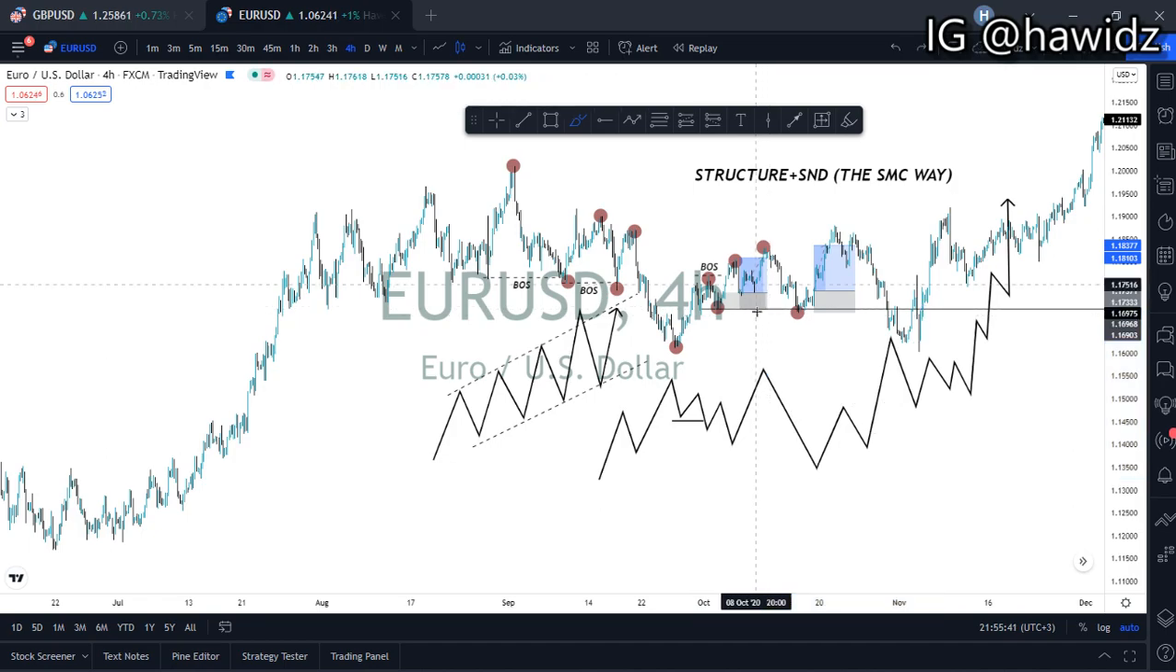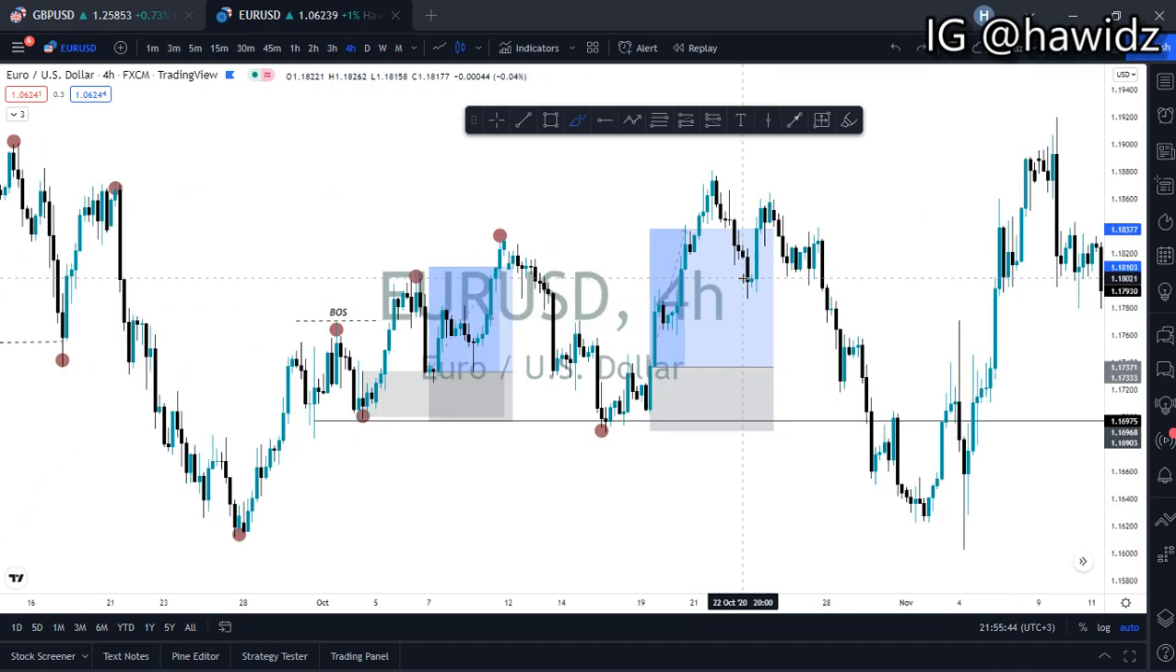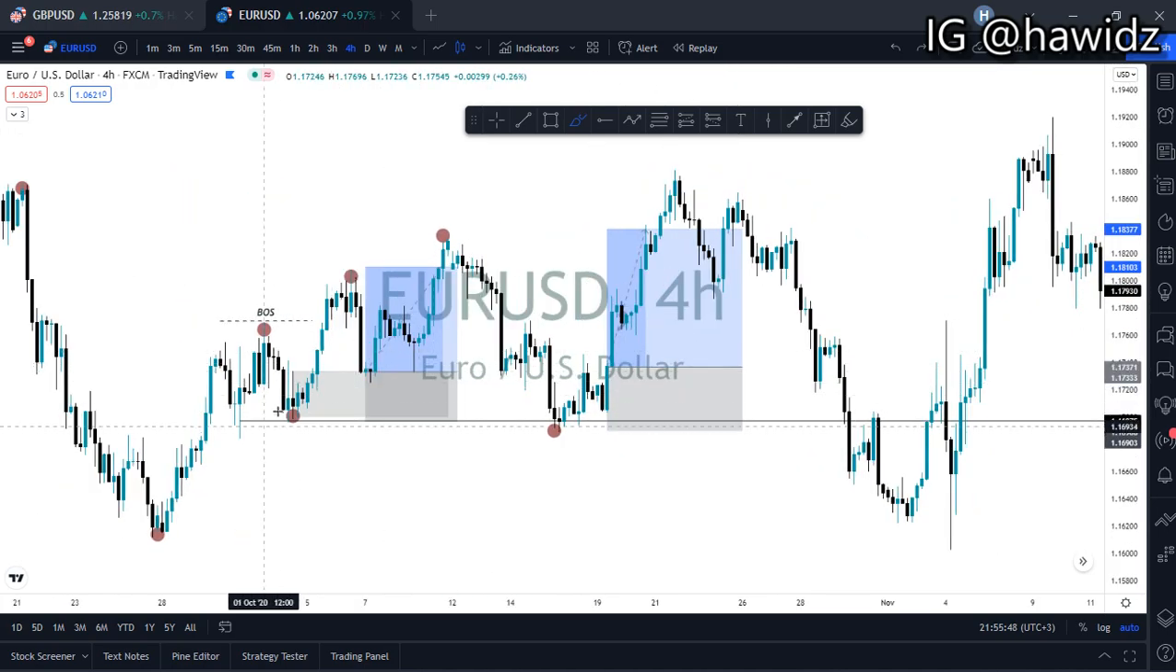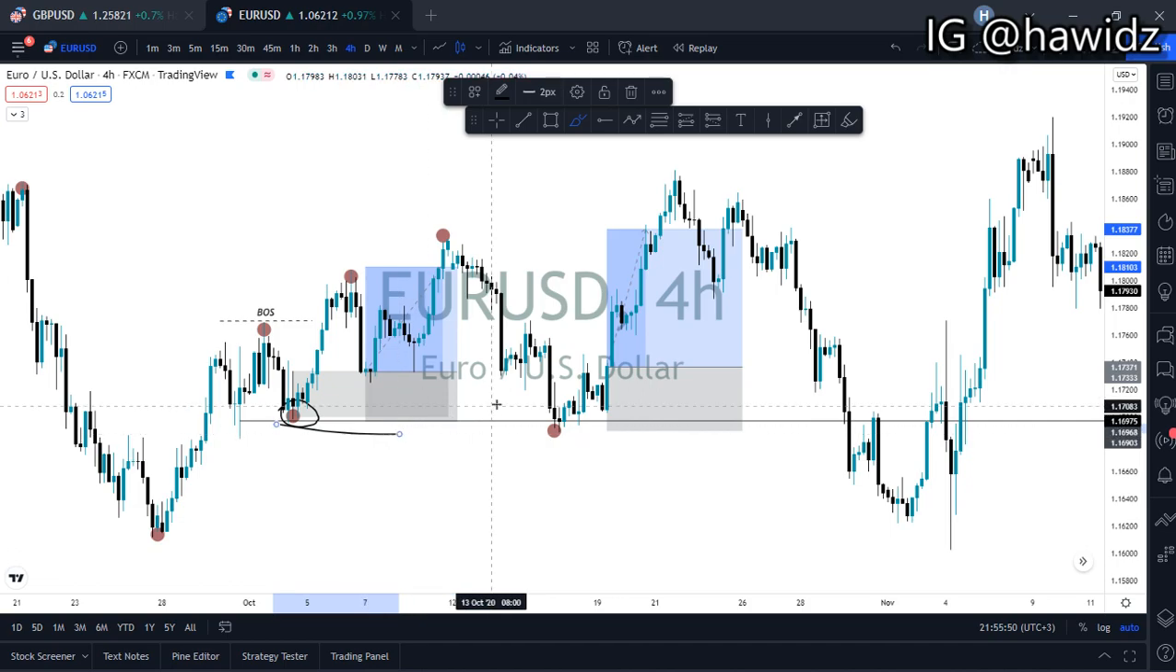So let me remove this. I hope you got that. If you didn't, then you can rewind and watch it again, right? So what price was doing here was creating these liquidity points, right? These liquidity points, coming to grab them, right?